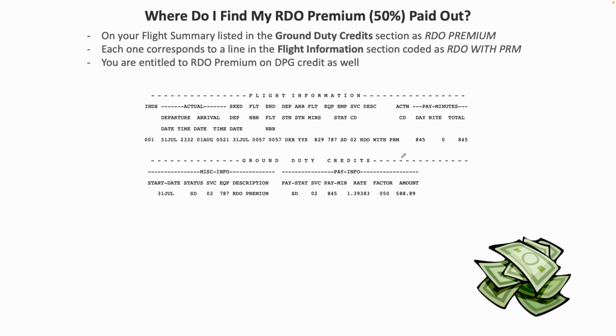Where would you find your RDO premium paid out? As with the other premiums, you would find it under the ground duty credit section of your flight summary. RDO with PRM is RDO with premium, and in the ground duty credit section, you would see aircraft type followed by RDO premium.